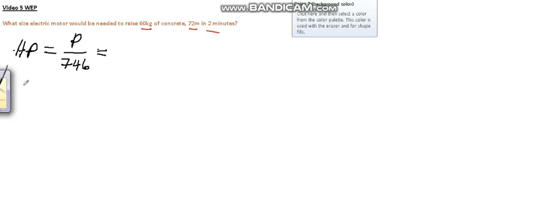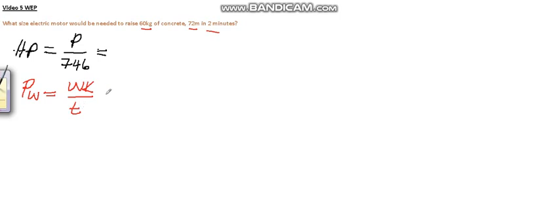So my power in watts is going to be equal to work in joules over time in seconds. And do we know our time in seconds? Yes, we do. But we don't know our work. So let's take a look. What is our work? Our work is going to be equal to our force times our distance in meters. Do we know the distance in meters? Yes, 72 meters, so we know that.